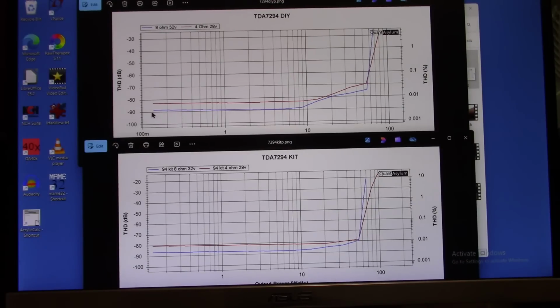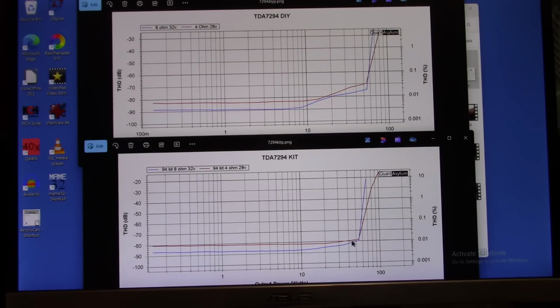So starting off here, look at this. Look how low that distortion is. For some reason, it's probably within measuring tolerance, but it looks like the DIY board distortion is ever so slightly less, but I don't know if it really makes much difference. It's so close. And see how nice and flat that is, from a few milliwatts to around 10 watts. And for some reason the kit board even stretches out more. It starts to curve up as well, but not as much.